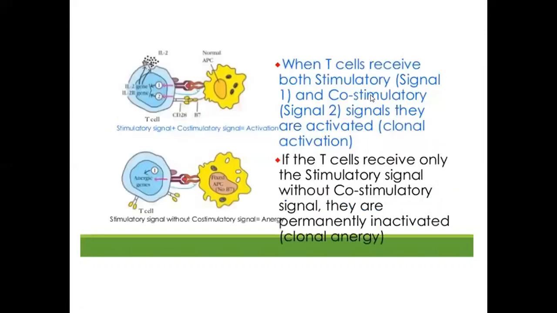When T cells receive both the stimulatory signal 1 and the co-stimulatory signal 2, they are activated, which leads to clonal activation. But a stimulatory signal without the co-stimulatory signal leads to clonal anergy. If the T cells receive only the stimulatory signal without the co-stimulatory signal, they are permanently inactivated. So the T cells are not activated, they are inactivated, and that is known as clonal anergy.